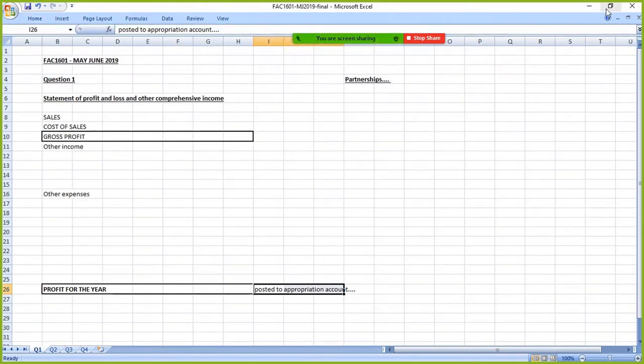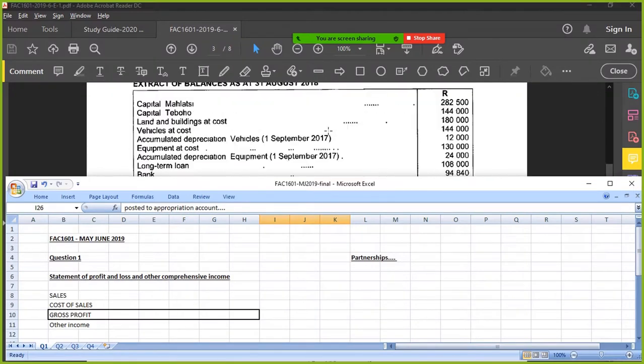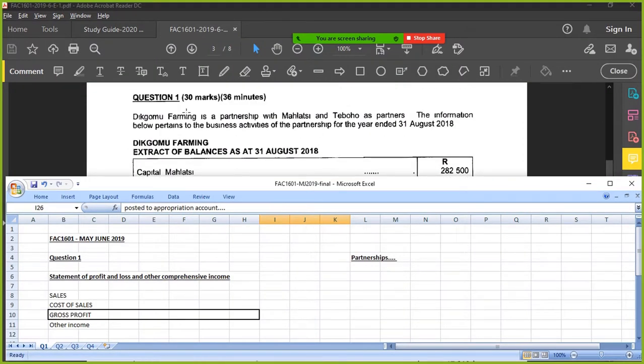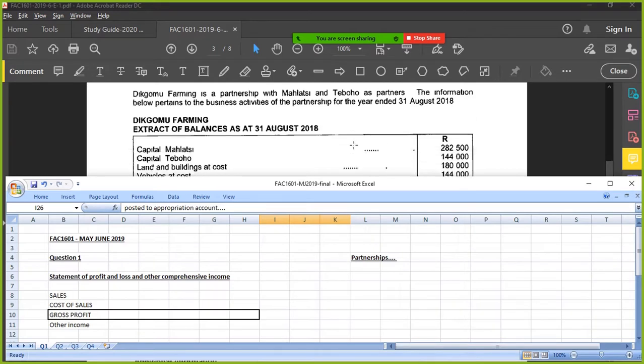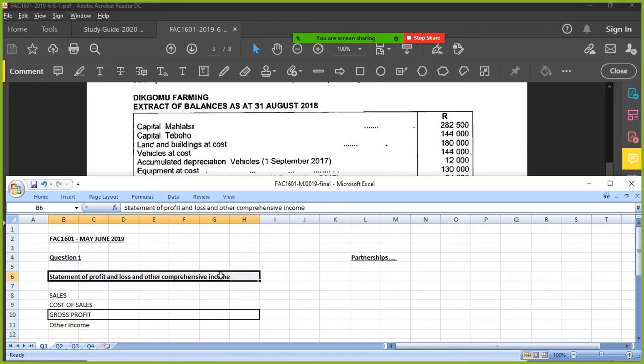All right, so now that I've done that, all I need to do is go to the question, read the question, get my marks. Remember, I only want to look at income and expenses. I don't care about anything else that doesn't affect income and expenses. Does that make sense? Yes.